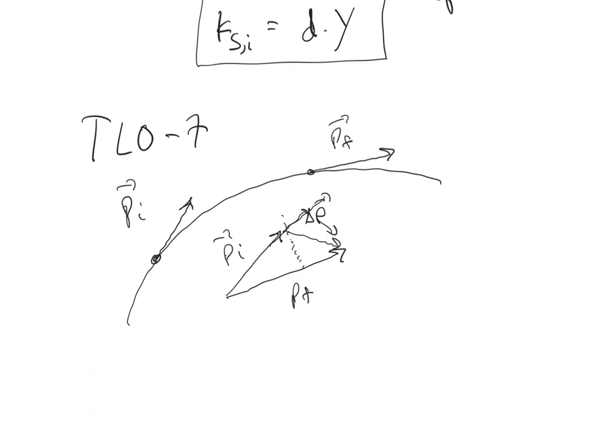And I want you to notice that the change in direction of the momentum is produced by the perpendicular component of delta P, and the change in the magnitude of the momentum is produced by the parallel component of delta P. So delta P parallel changes the magnitude of the momentum. Delta P perpendicular changes the direction. So that's an important insight.